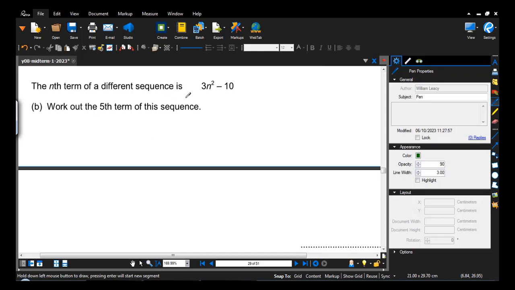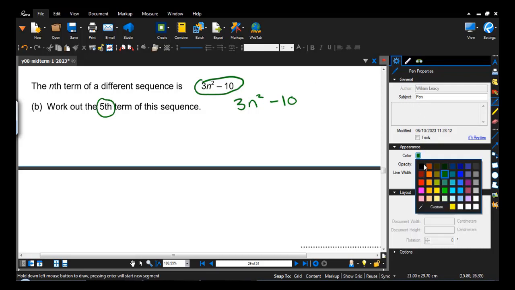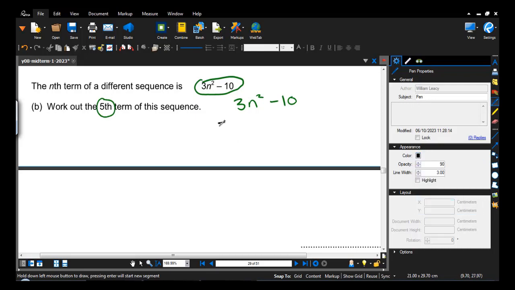Alright, here, work out the fifth term. You might see that and it might look like Chinese. It's not. You have 3n squared minus 10. You're told to work out the fifth term. That means n equals 5. So you're going to say that equals 3 times 5 squared. Now it's the 5 that's squared, not the 3, yeah? Minus 10.